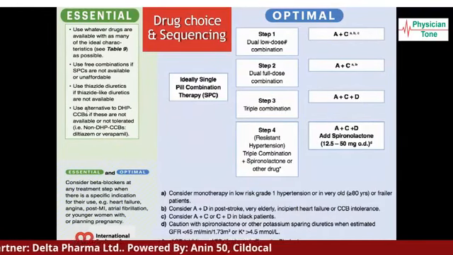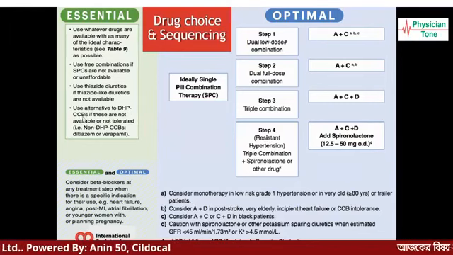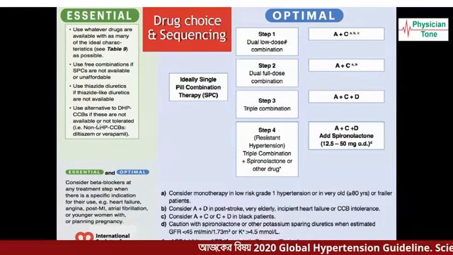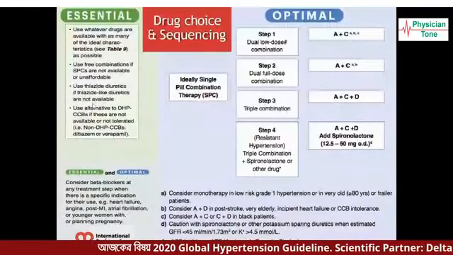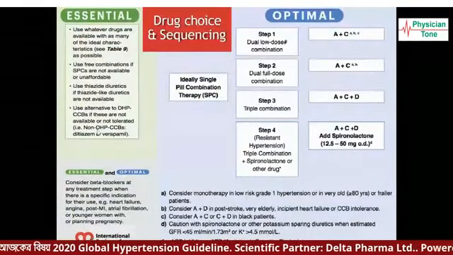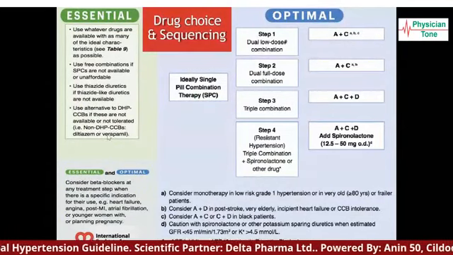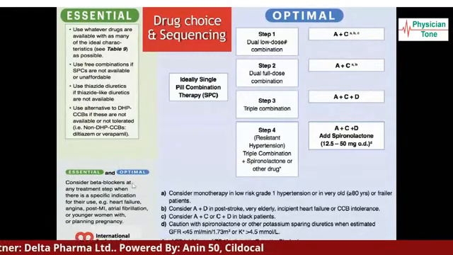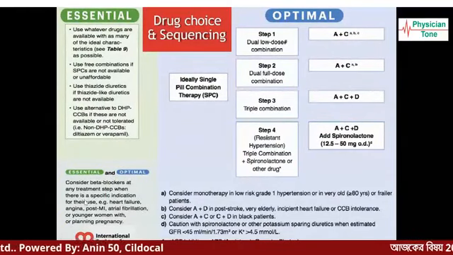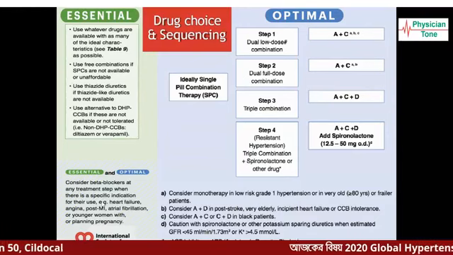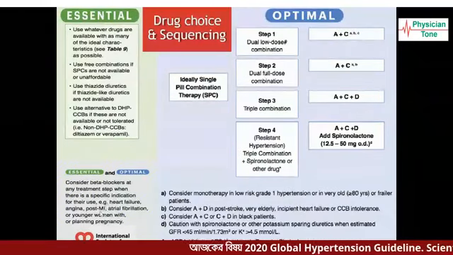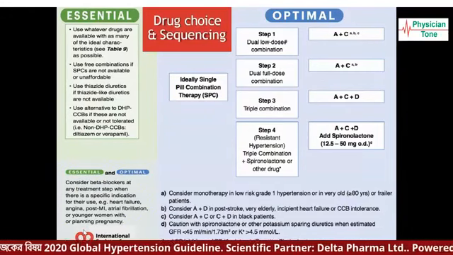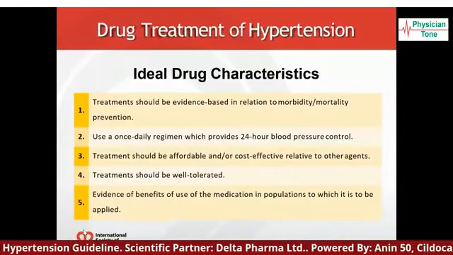Use an alternative to dihydropyridine calcium channel blockers if these are not available or not tolerated. They recommend as essential care a non-dihydropyridine calcium channel blocker like diltiazem or verapamil. And last of all, they recommend considering a beta blocker at any treatment step when there is a specific indication for a beta blocker, like heart failure, angina, post-MI, atrial fibrillation, younger women, or planning for pregnancy, etc. So ideal drug, I will skip this slide.